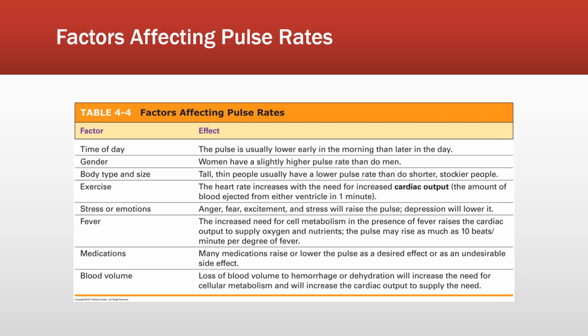Right, there's different factors that can affect your pulse rates. So time of day, okay, it's usually lower in the morning than later in the day. Our gender, our body type and size. Typically, now remember, it's not always necessarily the case, but typically tall, thin people usually have a lower pulse rate than do shorter, stockier people. Okay, exercise. If you exercise, what you're doing can increase your heart rate, but also if you exercise a lot and you're used to having increased heart rates, your resting heart rate can be much lower than normal people.